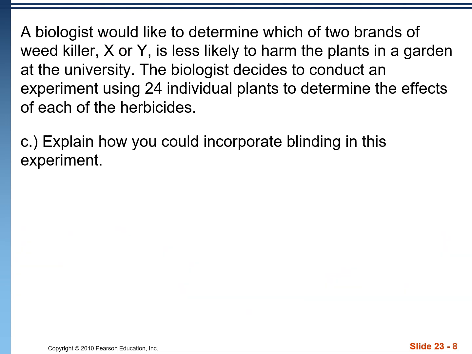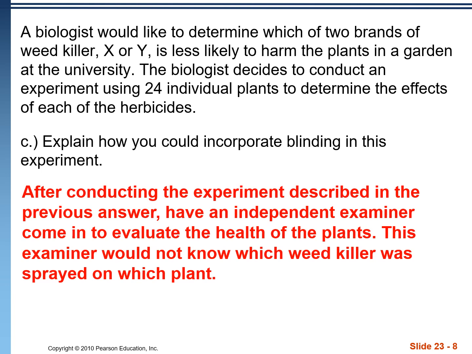How could we incorporate blinding? If this was an FRQ question, we'd want to make sure we explain it in a way that shows we understand what blinding is. Something along these lines: after conducting the experiment, have an independent examiner come in to evaluate the health of the plants. This examiner would not know which weed killer was sprayed on which plant. This last sentence is key because that's showing you understand what blinding is within this experiment.